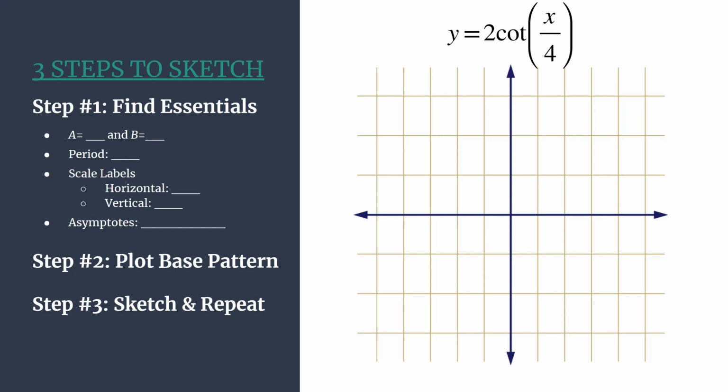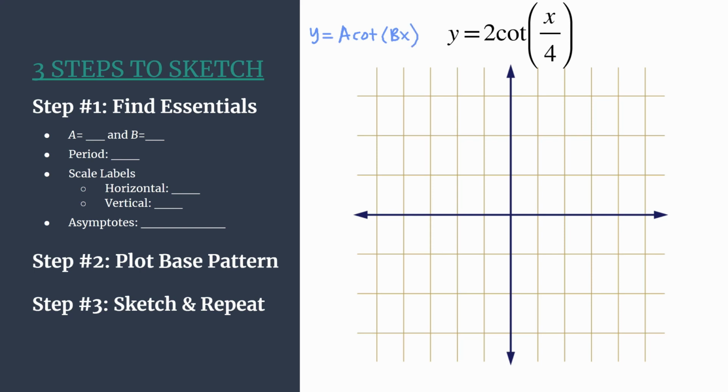Step 1 is to find and analyze all of the essential information. Step 2 is to plot one cycle of our base pattern, and in step 3 we sketch in the graph and repeat. So looking at this equation, we should recognize it to be a basic or unshifted cotangent graph because it follows pretty closely the form y equals a cotangent of bx.